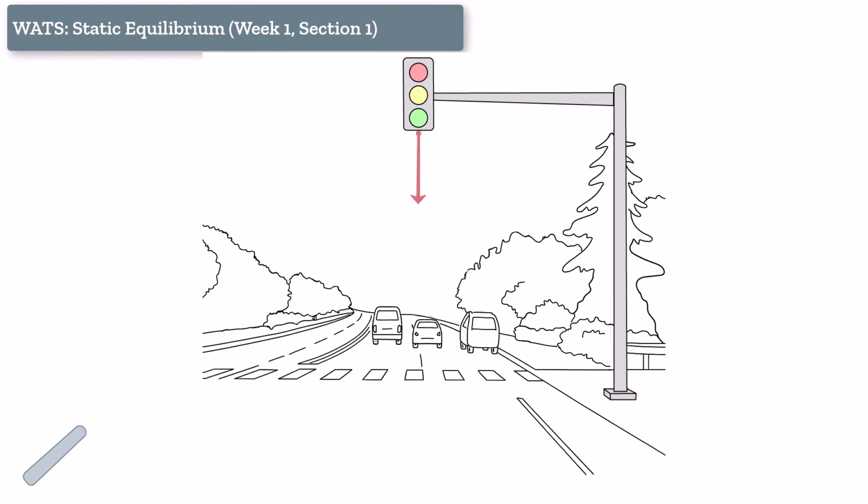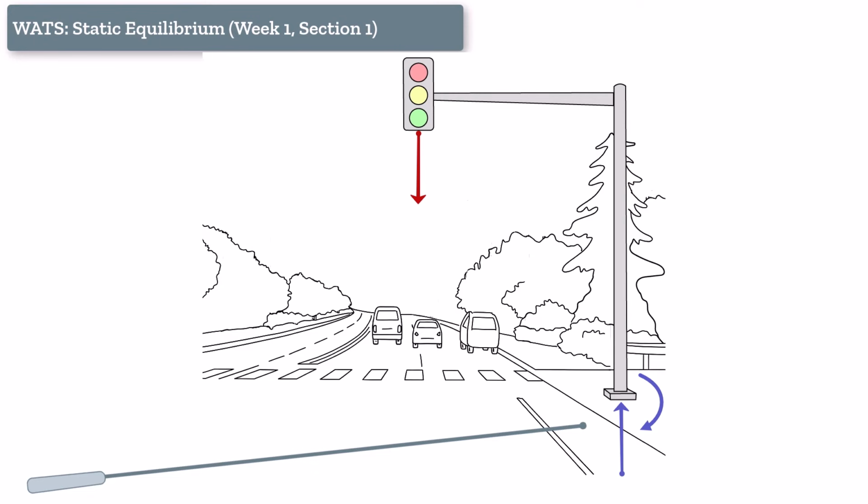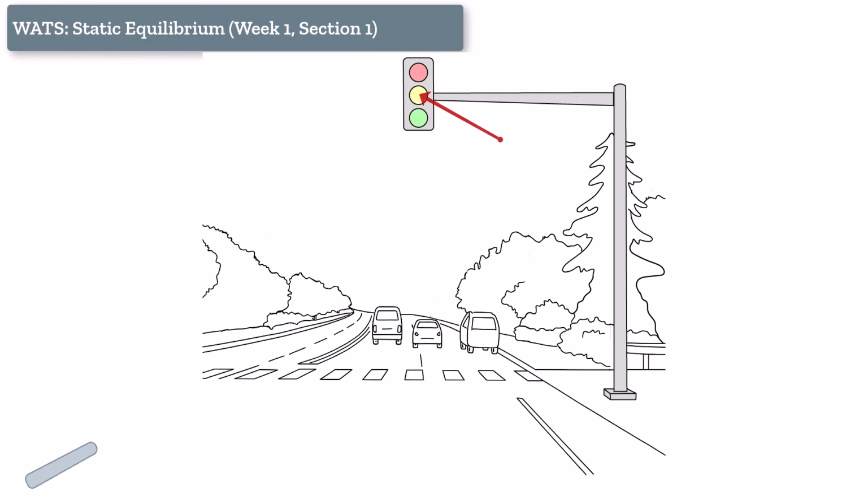But it doesn't. Why? Because the base of the pole provides both a vertical reaction force and a resisting moment to counter this load, keeping the structure in place. Now consider the wind pushing against the traffic light. This introduces a horizontal force, trying to push the pole sideways. Again, the fixed base resists this with a reaction force and another resisting moment, keeping the pole from moving.